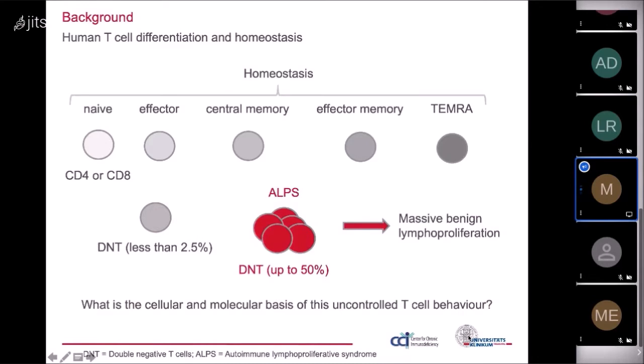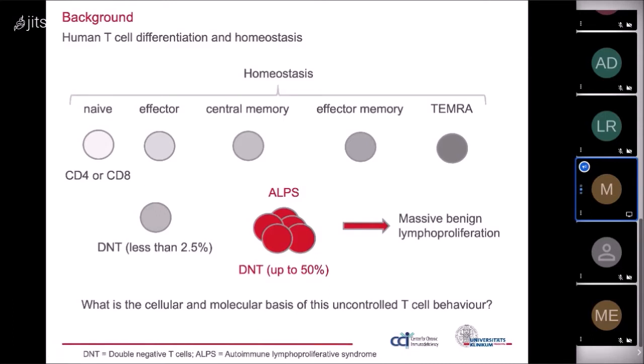In a pathological condition, however, which is called ALPS, which stands for autoimmune lymphoproliferative syndrome, the maintenance of this homeostasis is defective, and DNT with a very unusual phenotype, you can see here in red, massively expand and lead to a huge lymphoproliferation in the patients. We aim in the lab to understand what is the molecular basis of this uncontrolled T cell behavior.